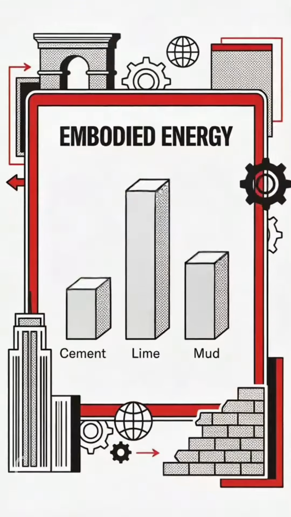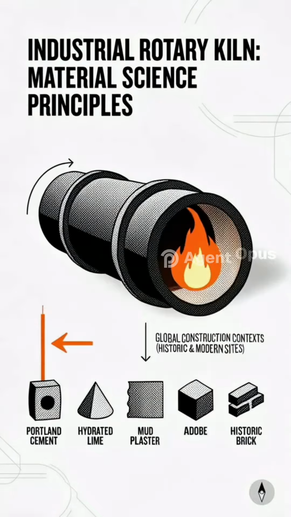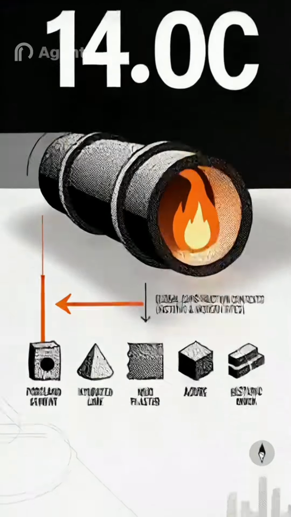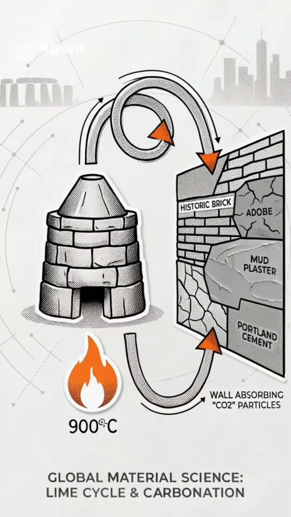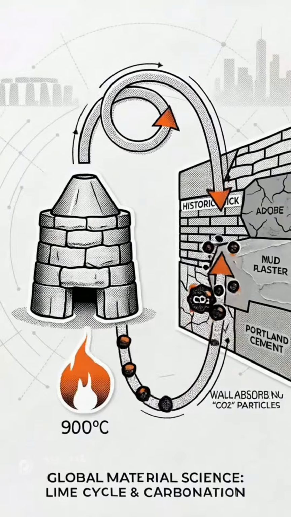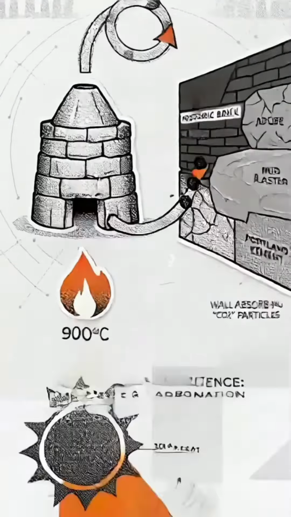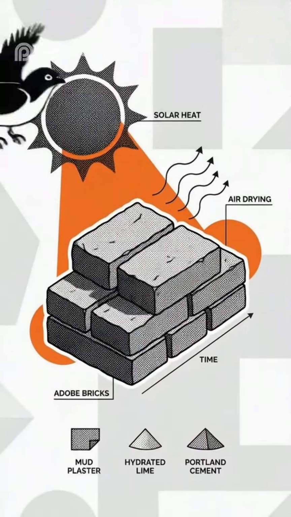There's also the matter of embodied energy. Cement requires kiln firing at approximately 1,400 degrees Celsius, making it energy-intensive and carbon-heavy. Lime is fired at lower temperatures, around 900 degrees Celsius, and partially reabsorbs carbon dioxide during carbonation. Mud plaster requires no kiln firing at all, relying instead on drying and clay cohesion.